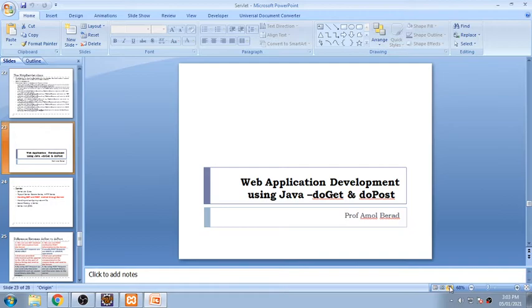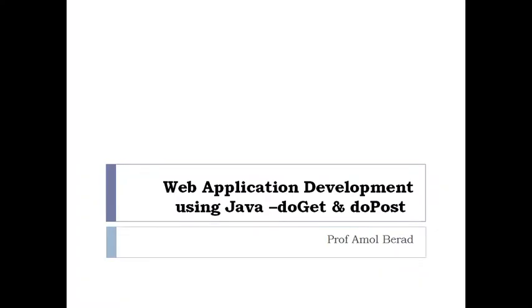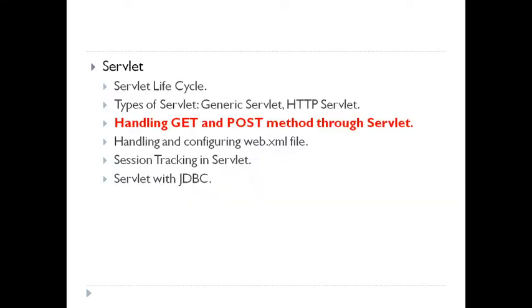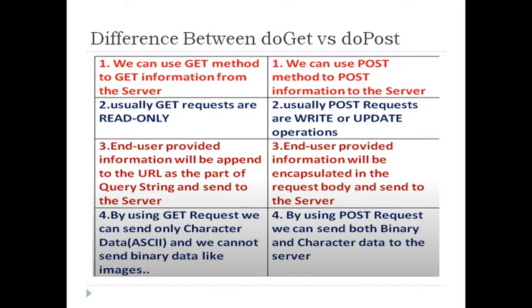Now see this, doGet and doPost. Yesterday's session was focusing on the doGet and doPost methods. In this content we have already seen how they are differentiated from one another. The get method is used for retrieving something from your server, whereas the post method is basically used for writing and updating something into your server.